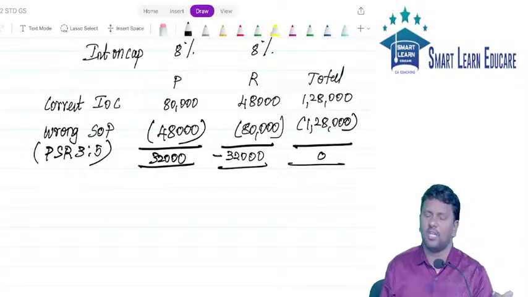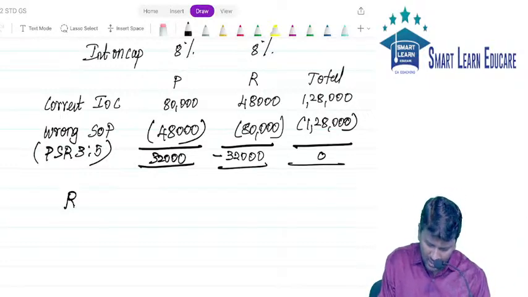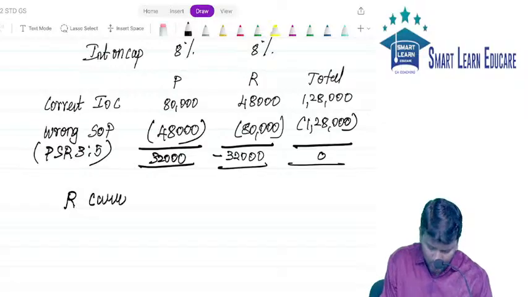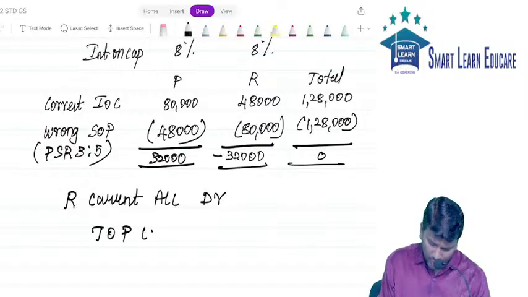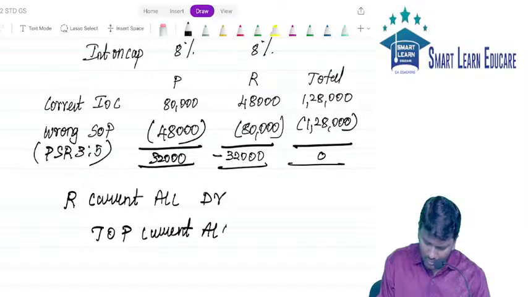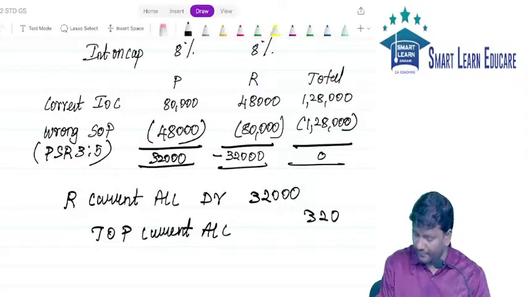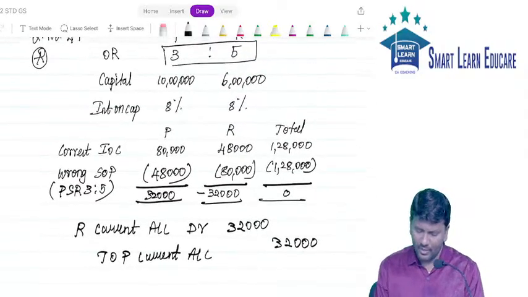Same logic here also. So what is the journal entry? R current account debit to P current account, for how much amount? 32,000. I will repeat again, very important concept.